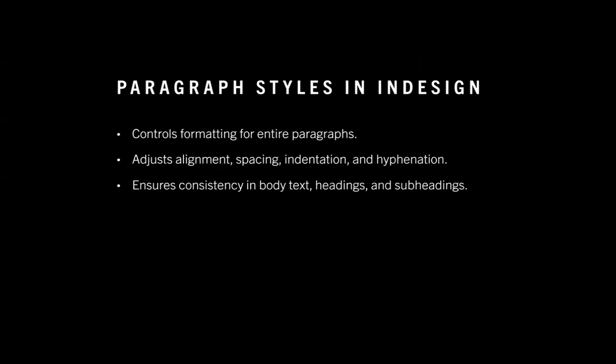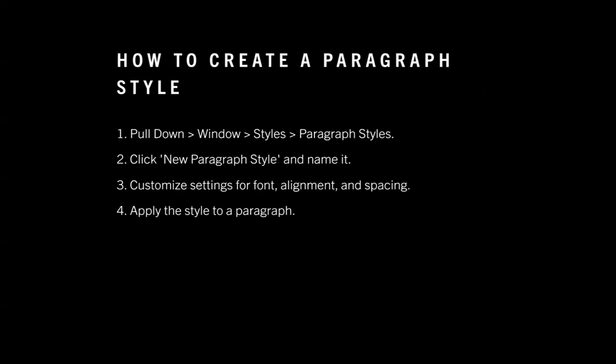With your paragraph styles, they control the formatting for the entire paragraph on that page. They adjust alignment, spacing, indentation, and hyphenation. They ensure consistency in body text, headings, and subheadings. To format those, you do the pull-down menu window down to styles and select paragraph styles. You click the new paragraph style with the little plus sign and name it, and then you customize the settings for font, alignment, and spacing, etc. Then you go back into your document, apply the style to a paragraph.